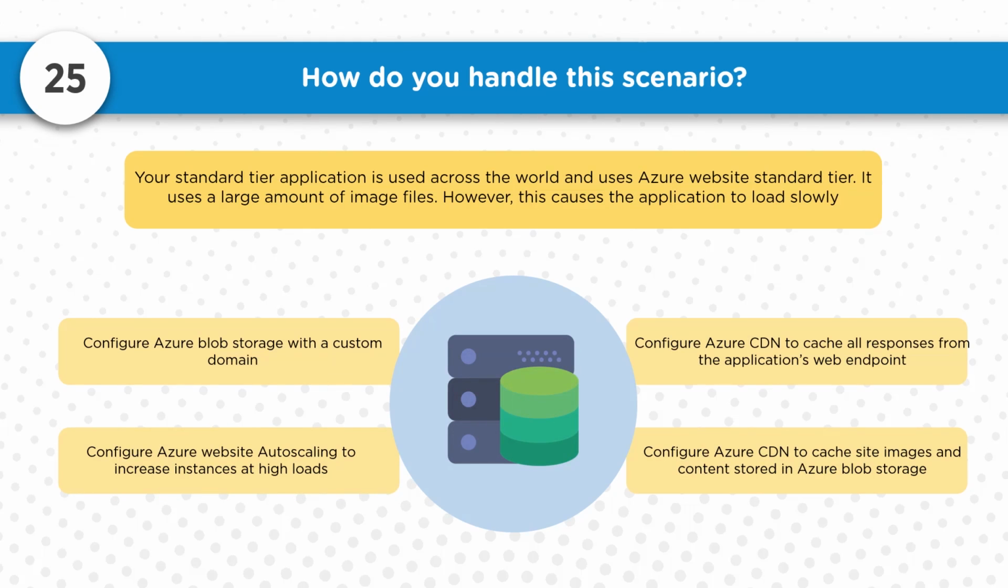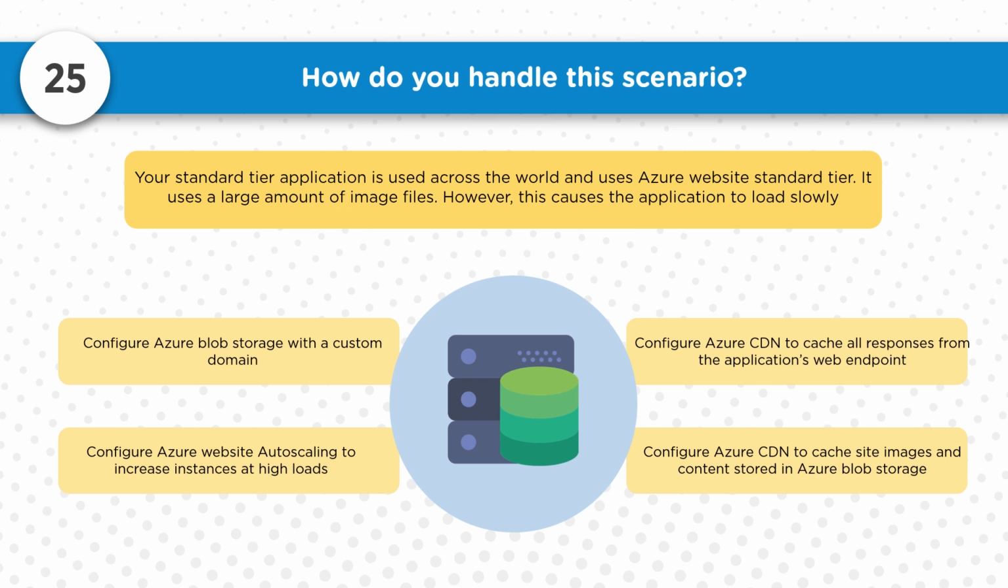Look at this one last question that we have for you. Our standard tier application is used across the world and uses Azure Website Standard Tier. It uses a large amount of image files, so you can get it. This could be an e-commerce website which has a lot of pictures in it, and this is causing the application to load slowly. How can we handle this situation?